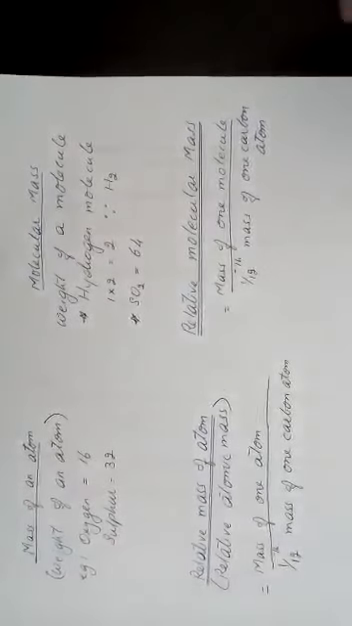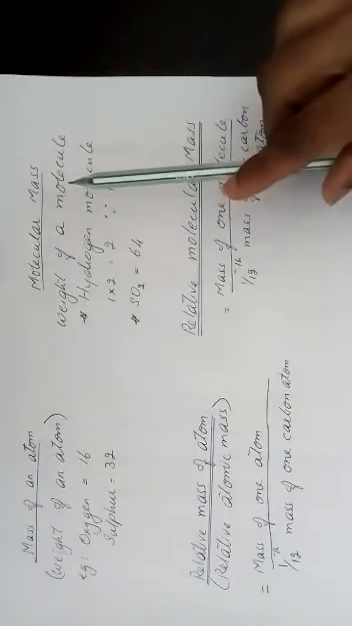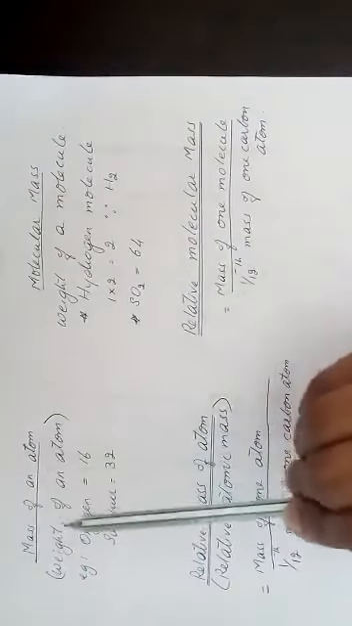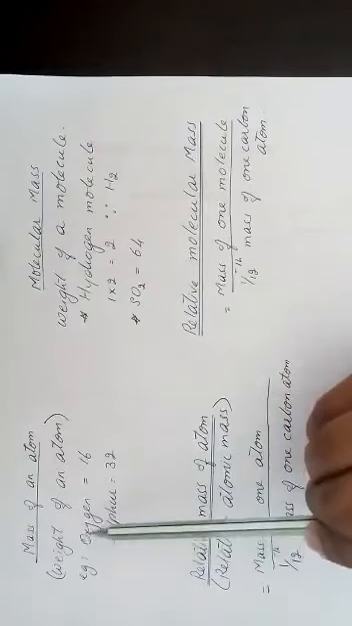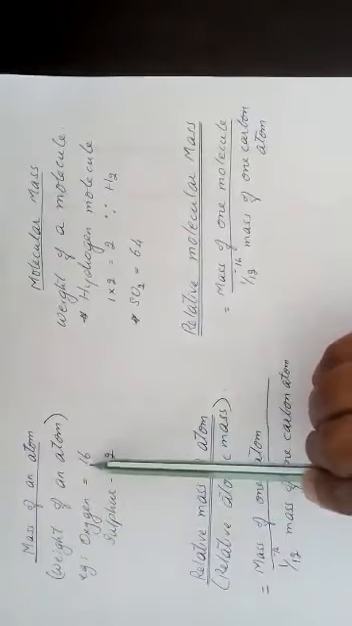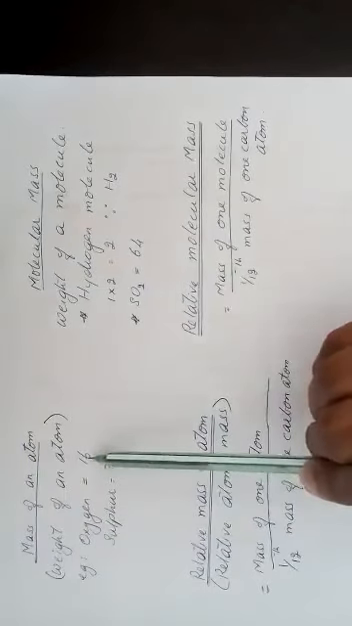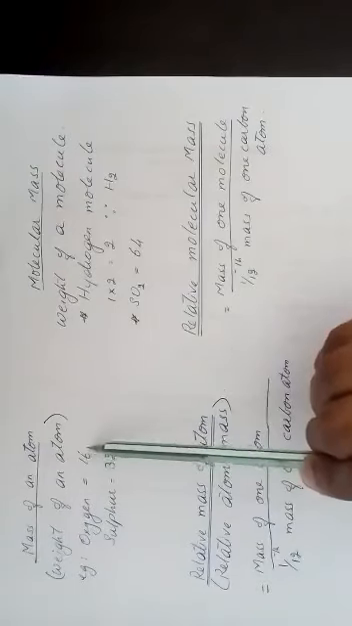Today, let us take up another topic: calculating the mass of an atom, and most important, calculating the molecular mass of a given substance. Mass of an atom, we are aware, is nothing but the weight of an atom. For example, an oxygen atom has a mass of 16, which includes both the number of protons and the number of neutrons present in the nucleus.